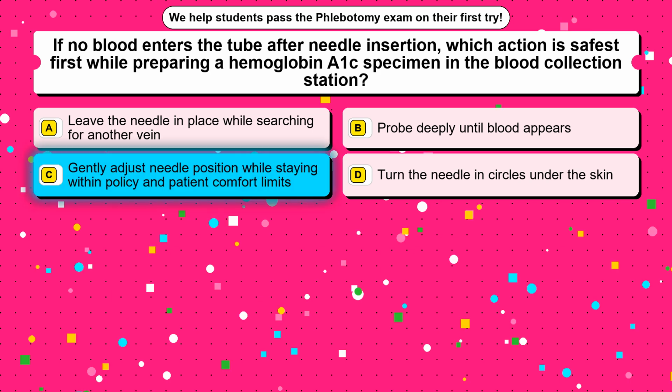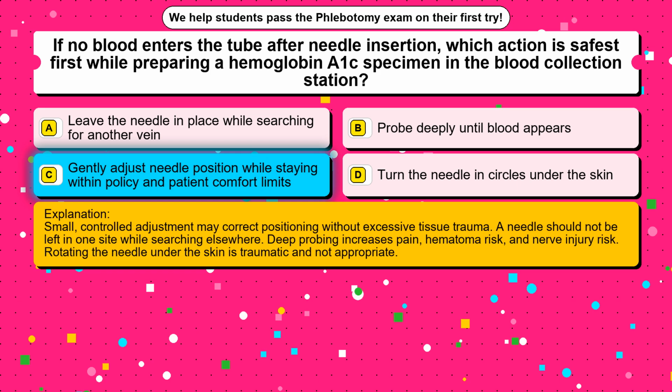The correct answer is option C. Gently adjust needle position while staying within policy and patient comfort limits. Small, controlled adjustment may correct positioning without excessive tissue trauma. A needle should not be left in one site while searching elsewhere. Deep probing increases pain, hematoma risk, and nerve injury risk. Rotating the needle under the skin is traumatic and not appropriate.